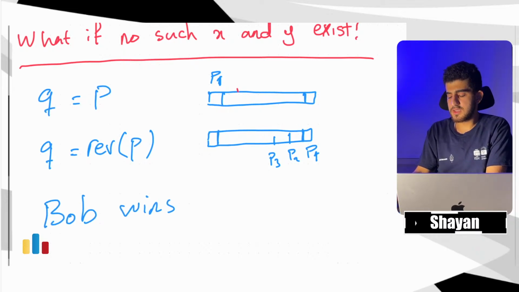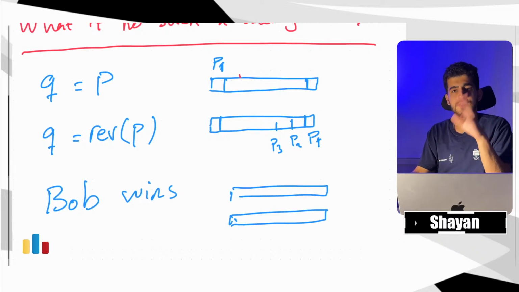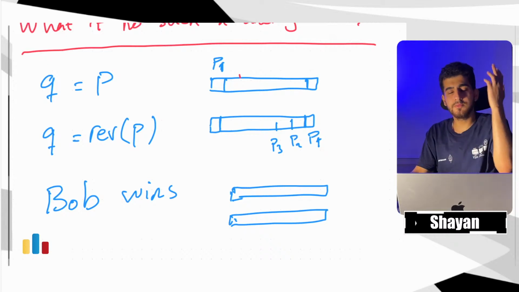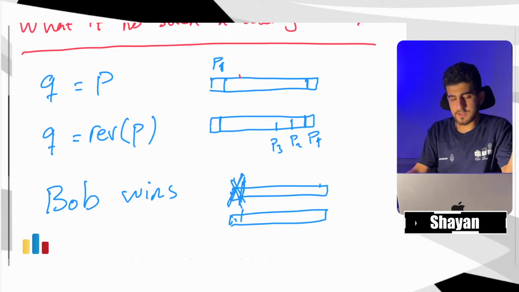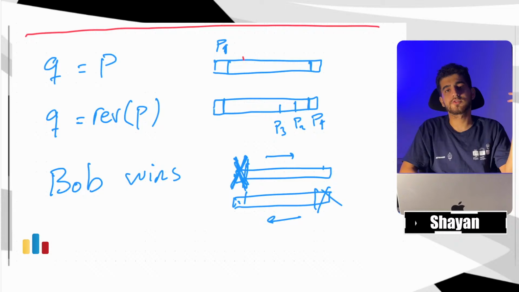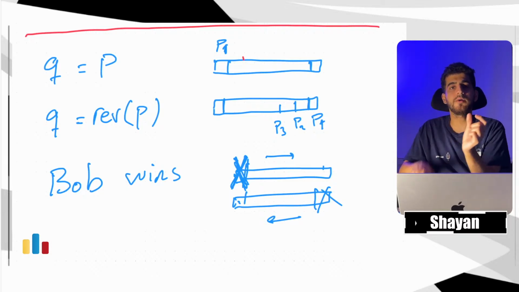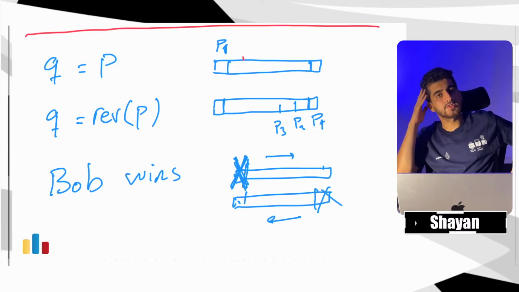Why? Because in both cases, whatever Alice removes, Bob can remove the same thing. Whatever is first or last here, in q it is also first or last. For example, if q is reverse of p, if Alice removes the first one, Bob removes the last one. If they have the same order, if Alice removes the first one, Bob also removes the first one. So whatever Alice removes, Bob can remove the same thing. So at the end, when one element remains, that element is the same in both of them.